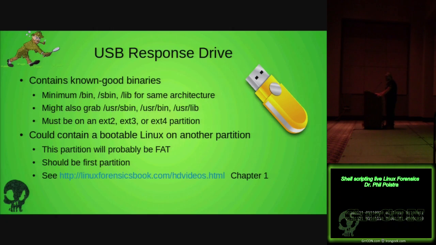So you might decide that you also want to have a bootable Linux. Now, that bootable Linux is probably going to have to be on another partition because most of those install on a FAT partition. It also has to be the first partition. So you can't say later, oh, let me add this to the end of my drive. It's probably not going to work. So you have to make that decision up front.